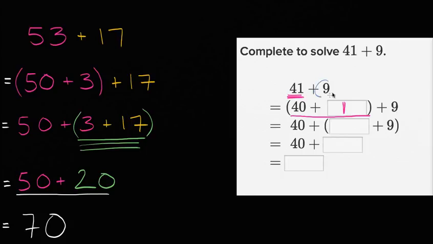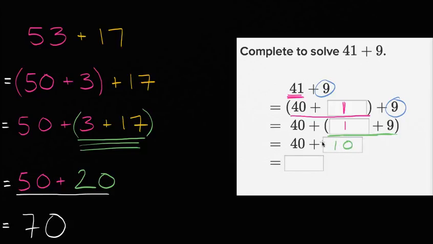See, this plus 9 is this plus 9 there. Now they change the order in which we're adding. So 40 plus 1, that's in the parentheses, and then you add 9. Well, that's the same thing as 40 plus 1 plus 9. So here we're doing the 1 plus 9 first. And if we do the 1 plus 9 first, what do we get? Well, 1 plus 9 is just going to be equal to 10.